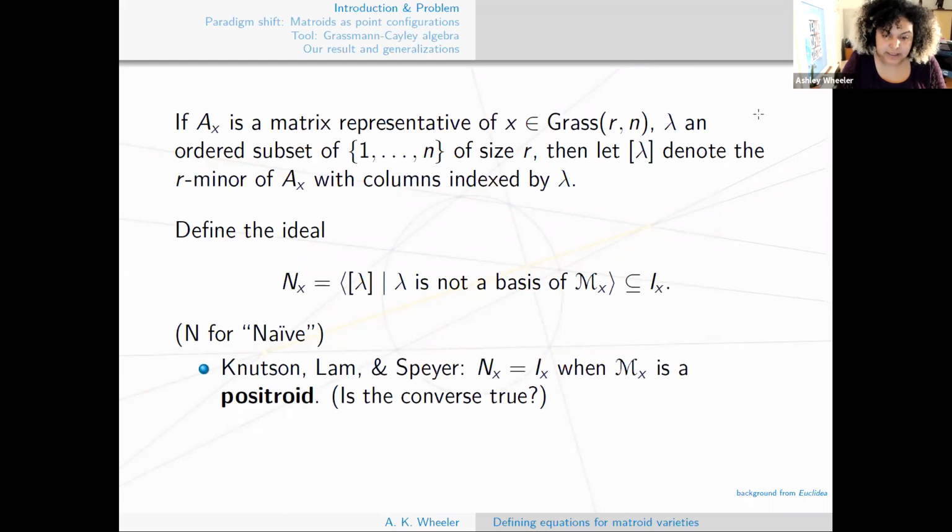Knudsen and Speyer showed that the two ideals are equal when the matroid's a positroid. This is a special type of matroid where the elements of each basis are cyclic, like they're literally cyclic in the numbers. It's not clear whether or not the converse is true, if you have to be a positroid for these ideals to be equal. And then Sturmfels gave an example where these ideals are definitely not equal. So they're not equal in general.